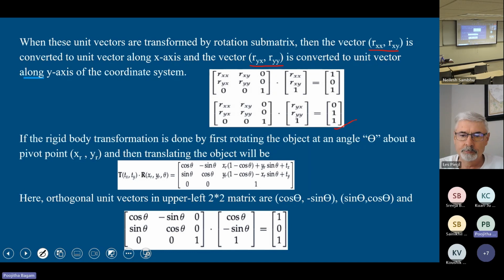If the rigid body transformation is done by first rotating the object at an angle theta about a pivot point (xr, yr), and then translating, the object will be represented like this. So this is the translation parameter, and this is the rotational parameter, and the resultant matrix would look like this. Here, the orthogonal unit vectors in the upper left 2 by 2 matrix are cos theta, minus sine theta, and sine theta, cos theta. So it can be represented like this.